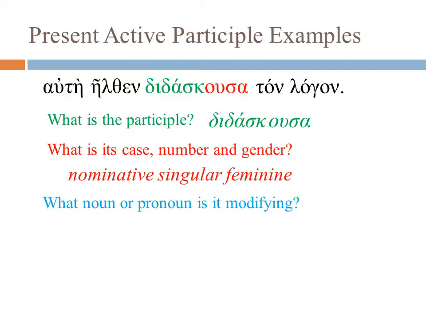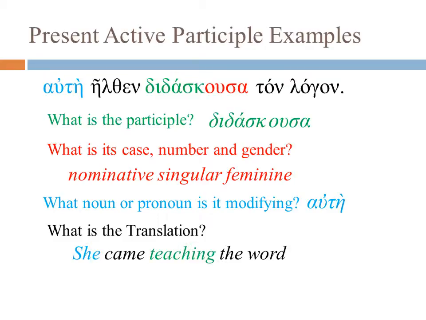So what noun or pronoun is it modifying? Well, the only word that is nominative, singular, feminine is aute. And since that's in the nominative, it's the subject of the sentence, and we get the translation, she came teaching the word. Now, this is important.